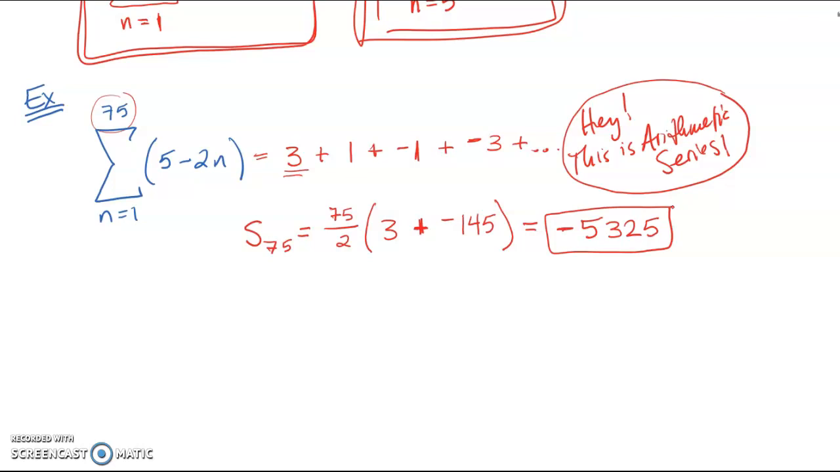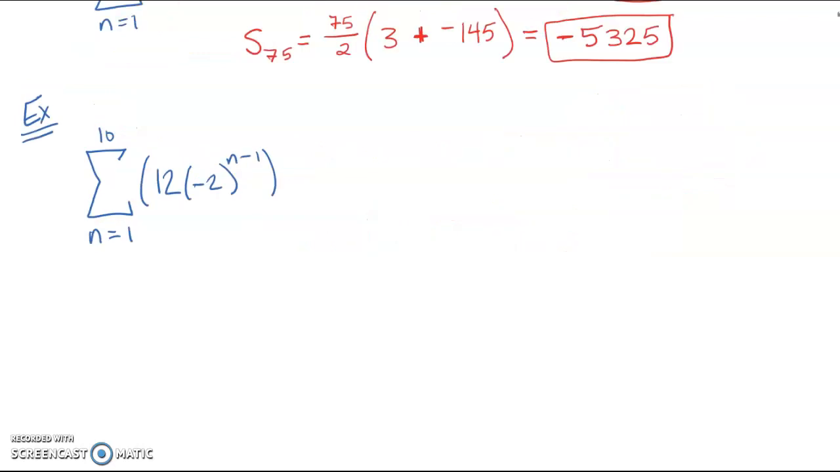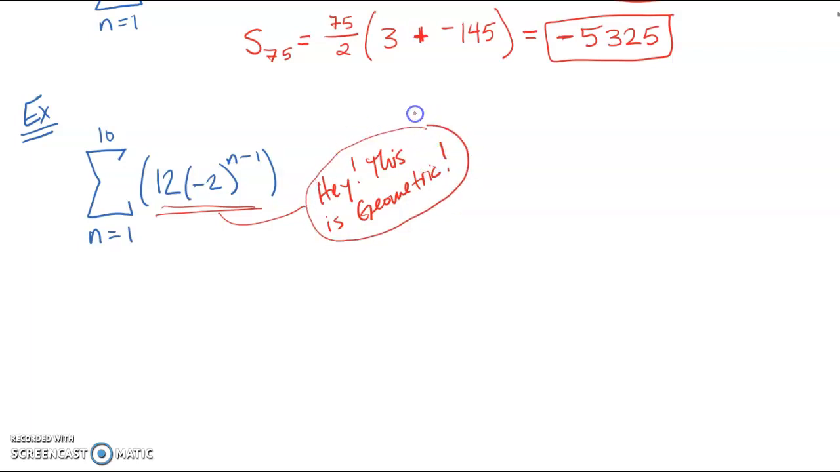All right, just a couple more examples. Okay, this one says add up terms 1 through 10 of this formula, 12 times -2 to the n minus 1. Now this one, I don't even want to bother writing out terms because I can just use my eyes and say, hey, this is geometric. Okay, so that fits our structure. So this is a geometric sequence. So therefore, this is a geometric series. Okay, and again, how do I know that? That fits our structure of a sub 1 times r to the n minus 1. I don't need to figure it out. It's right there for me. So we have a formula for that.